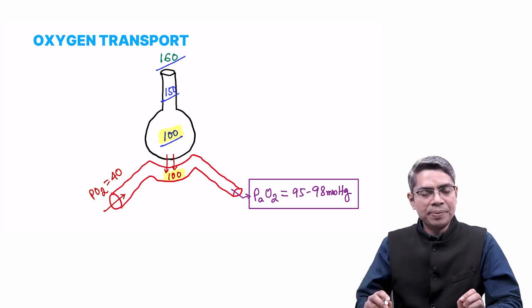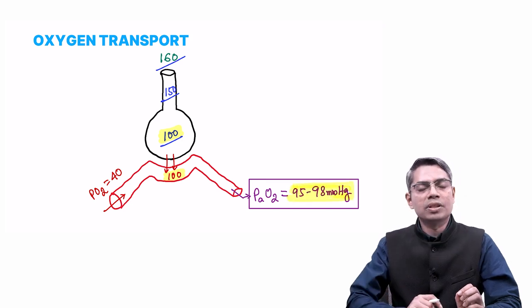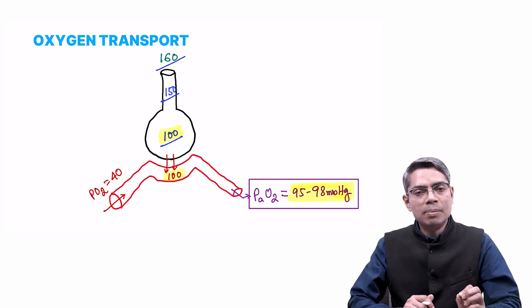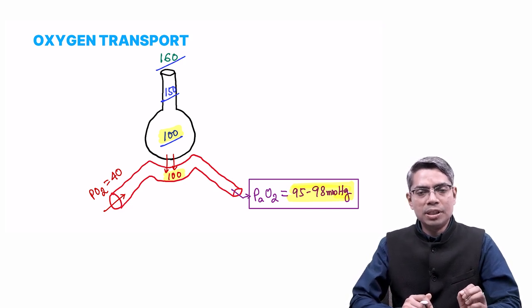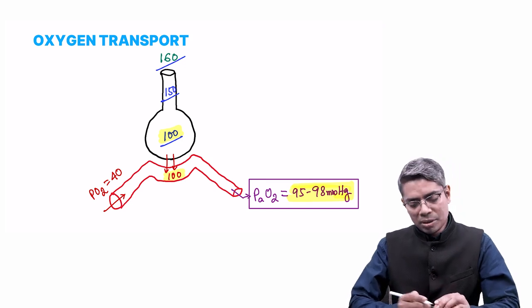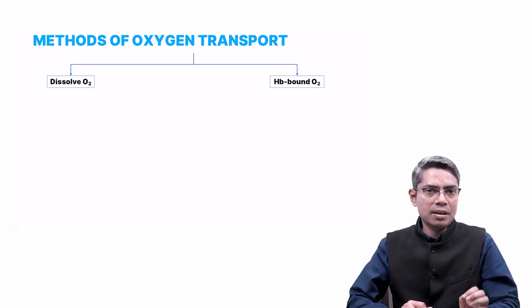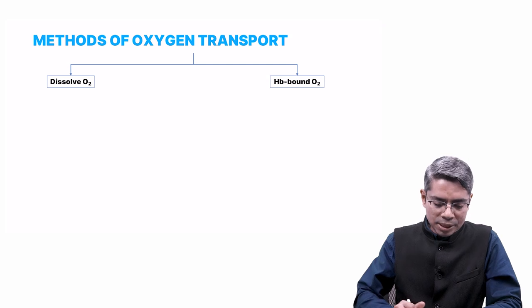Now in today's class we are going to understand that with a partial pressure of 95 to 98 millimeter of mercury, how the oxygen is transported at the level of the arterial blood. What are the methods of oxygen transport in the arterial blood when the partial pressure of oxygen is 98 millimeter of mercury? So this is today's class discussion. First of all, we are going to understand the different methods of oxygen transport in arterial blood. There are two dominant methods.